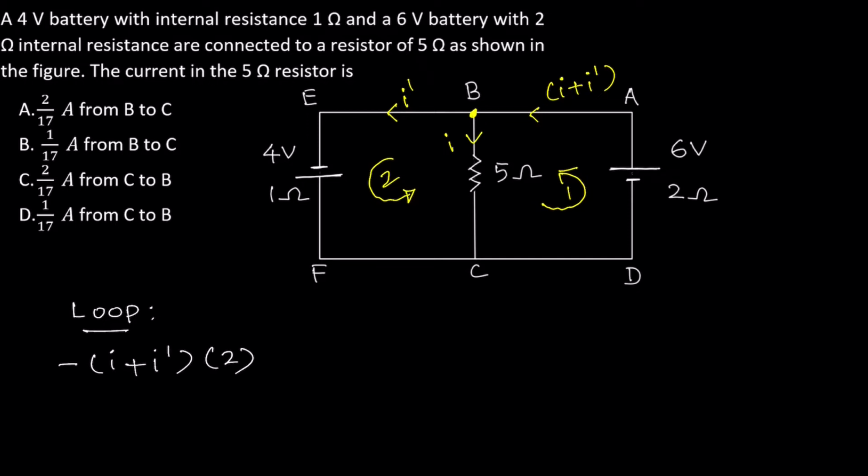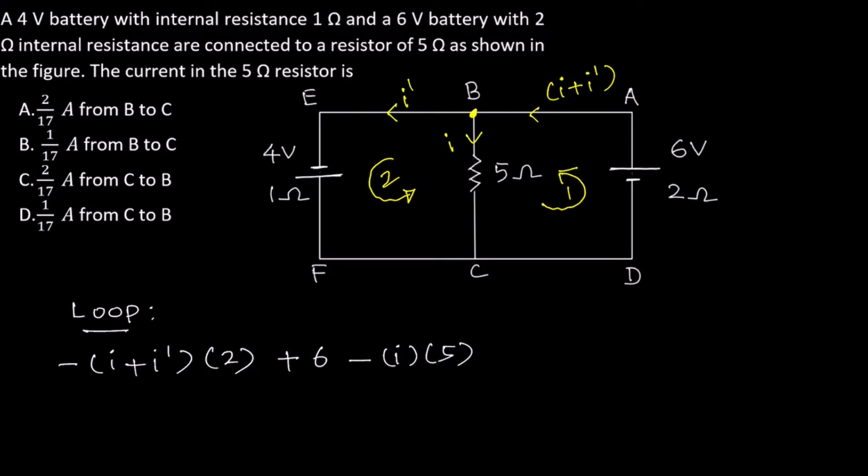And for the battery, you're going from the negative terminal to the positive terminal, so there is a gain. So that is plus 6. And through the 5 ohm resistor, again you are going in the direction of the current, so you go from high potential to low potential. That's a drop, so that is minus I into 5.